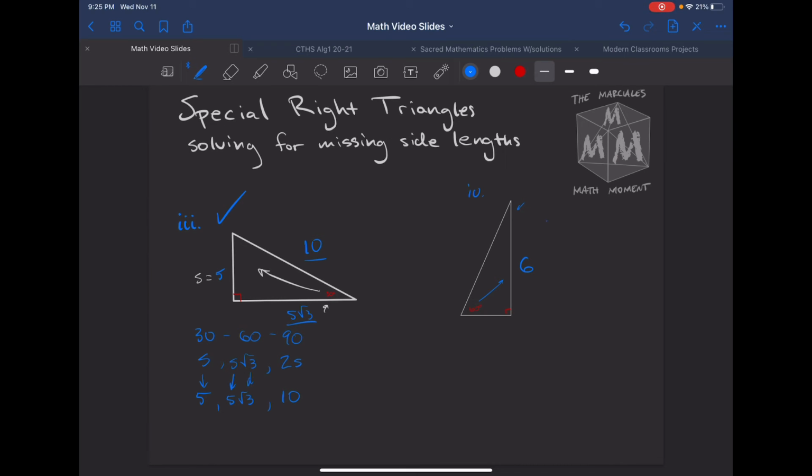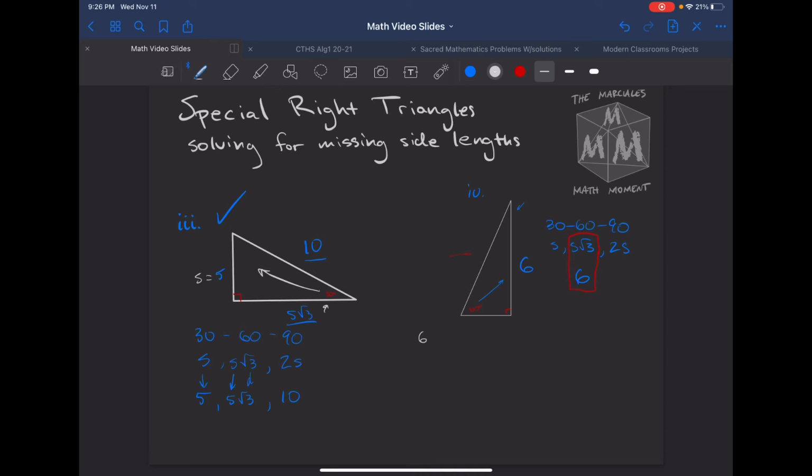So do the same thing. I write my ratios here with s times the square root of 3, and 2 times s. But the issue is I don't have my short leg. I'm given the long leg, which is 6. So a little bit of work to be done, but not too much. If s times the square root of 3 is the long leg, and 6 is the long leg for this triangle that I'm trying to solve, they must equal each other.